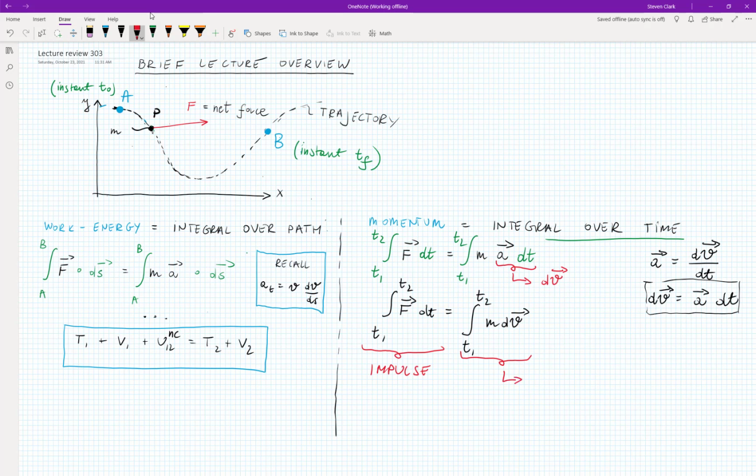Because if we solve it, we will end up with momentum at time instant final minus momentum at time instant initial. So if we simplify that expression, we can write down that m v1 vector plus impulse is equal to m v2. In other words, momentum initial of our particle plus impulse is equal to momentum final.